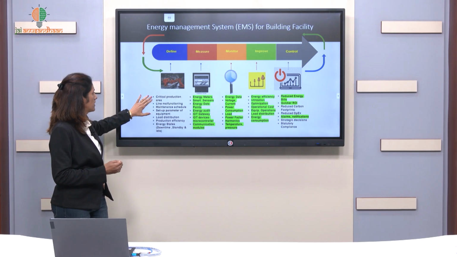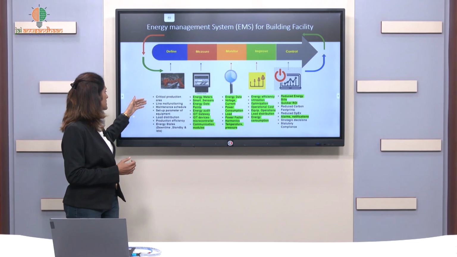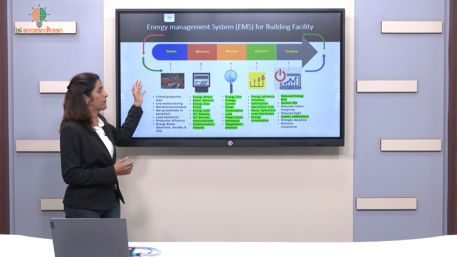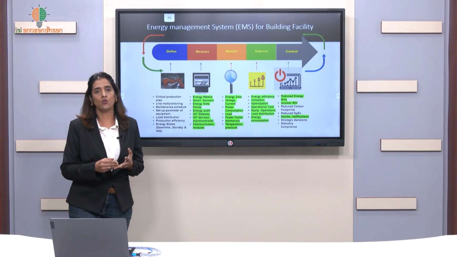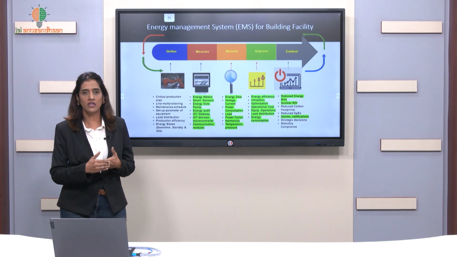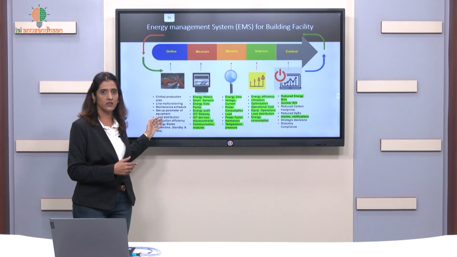For example, I have just written down some industrial terms like critical production area, load distribution, production efficiency. These are machine related terms, but they are applied to the energy management system. For example, cutting the cost down, minimizing the energy consumption, finding out the leakage of the energy sources. So this is nothing but defining the problem.